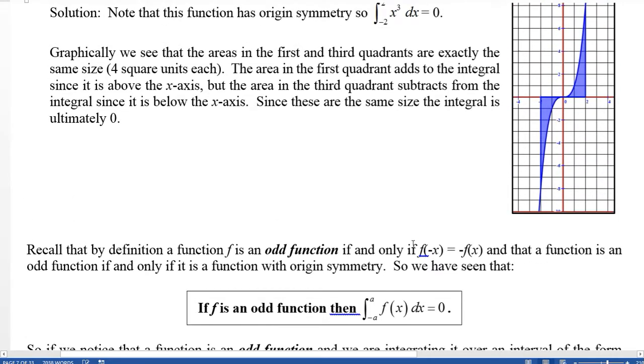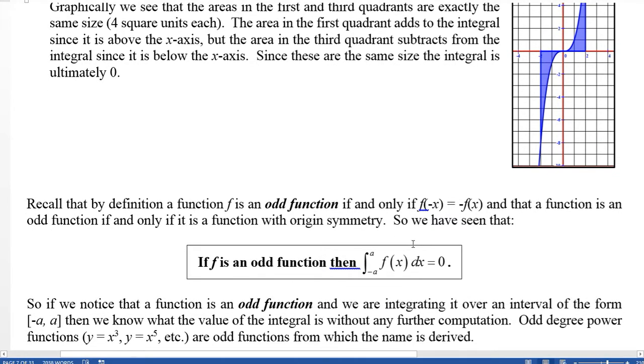Now remember that a function with this type of symmetry is called an odd function. Actually, technically speaking, the odd function definition is an algebraic condition that says f of negative x is the opposite of f of x. So when you change the sign on x, you end up changing the sign on y as well. But that's exactly what's meant by origin symmetry. So a function is an odd function if and only if it has origin symmetry. So one thing we can say is then if f is an odd function, then the integral from minus a to a of f of x dx will be 0.